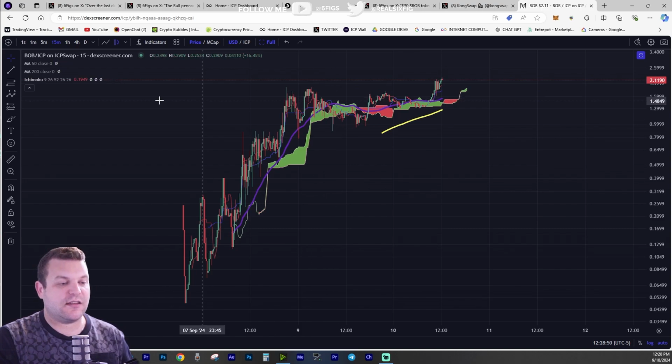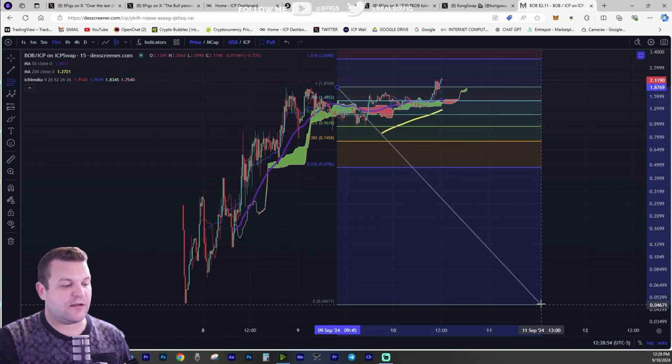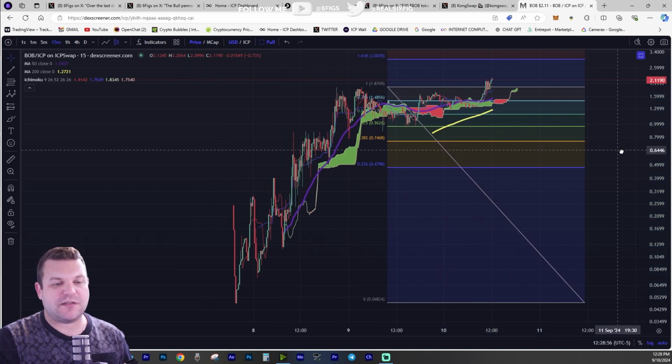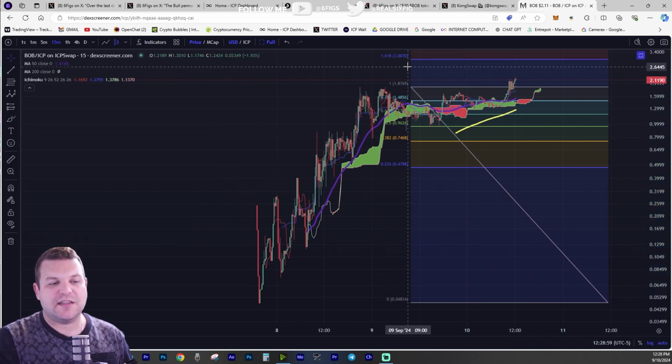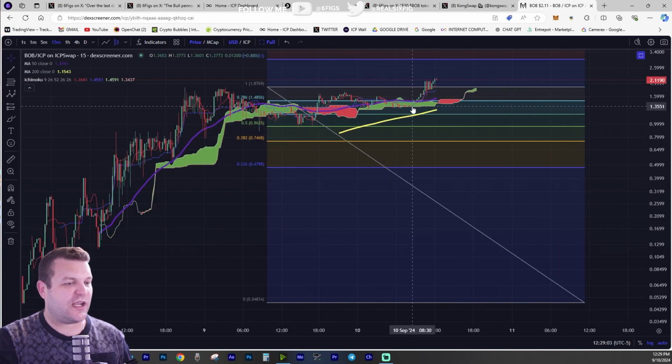I do think that there could be an opportunity here to see Bob maybe run up to this 161.8, somewhere around this $3-ish level. We'll have to wait and see.